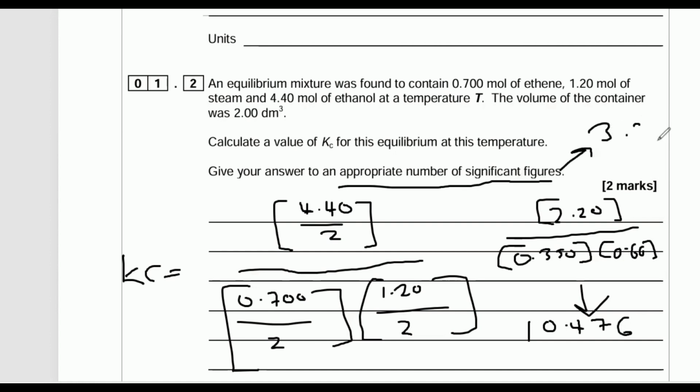A-level students, when they say that, they're telling you 3 significant figures. Don't mess about. So if I want to put this to 3 significant figures, I've got to push this up because of the 7. That's going to make it 10.5. And that's the Kc, and we already said what the units would be. There we go.